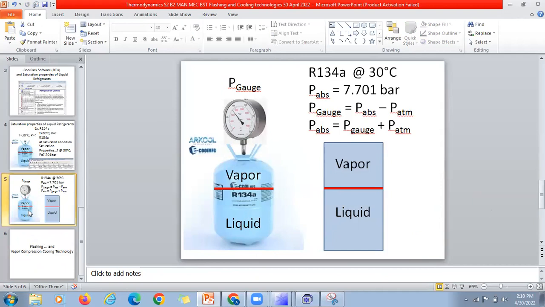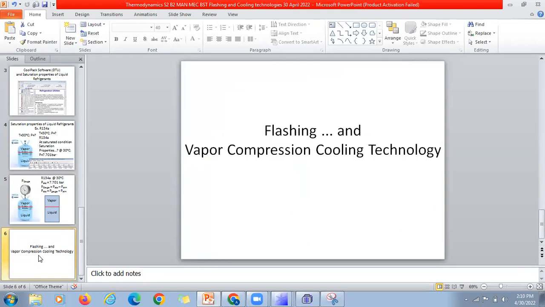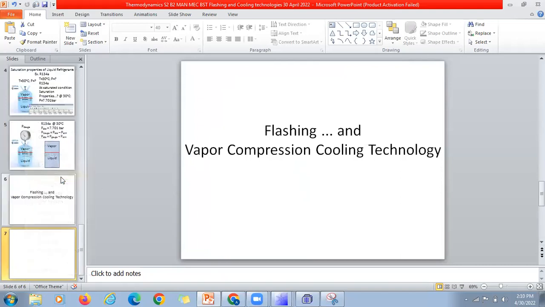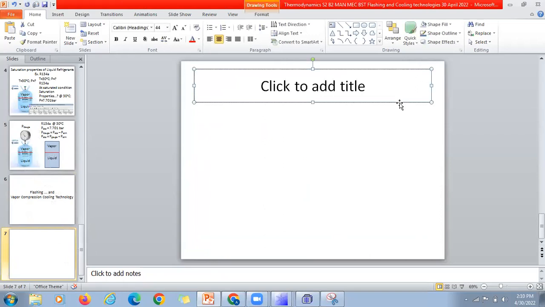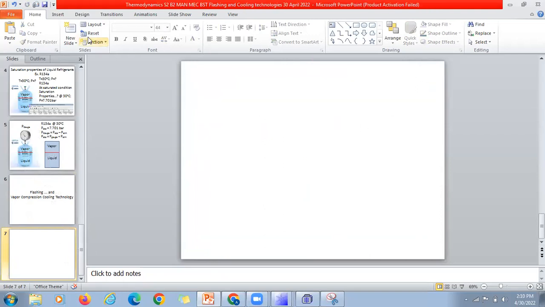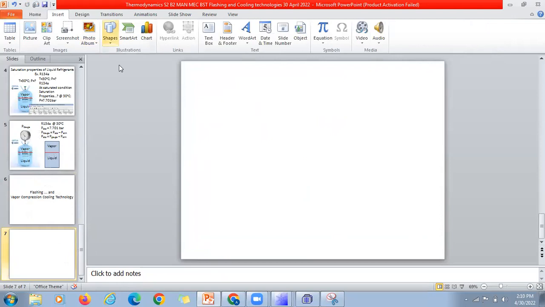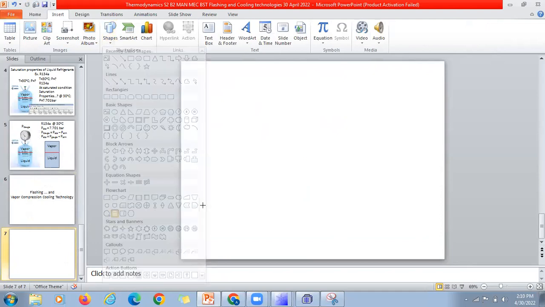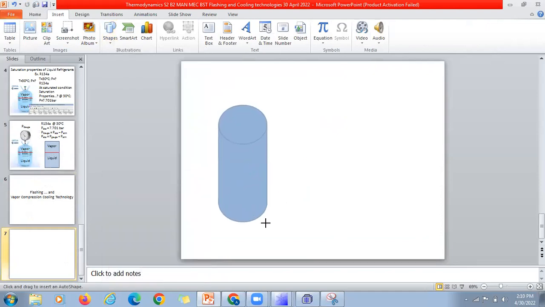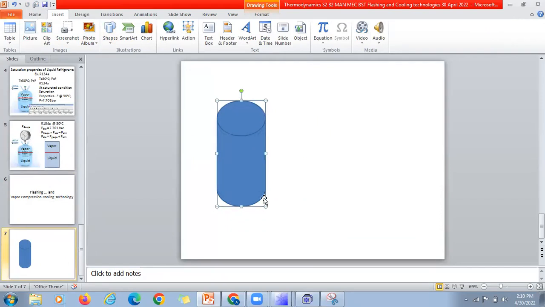Let's see how we are going to connect this with our application of flashing and vapor compression cooling technology. So back to last week's discussions. Last week we learned about flashing, different ways of flashing at high temperatures, even flashing in liquid fuel, and also flashing applicable for cooling technologies.